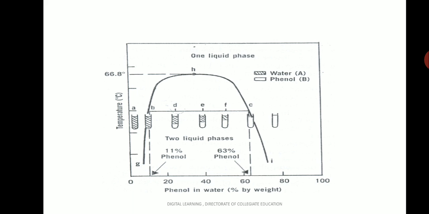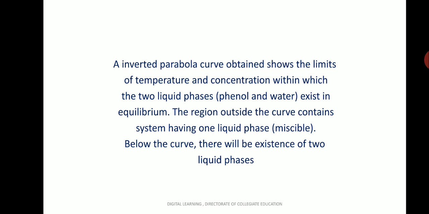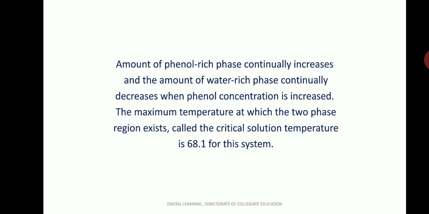A tie line can be used to determine the composition of the two components in the liquid phase. The inverted parabola curve obtained shows the limits of temperature and concentration within which the two liquid phases, namely phenol and water, exist in equilibrium. The region outside the curve contains systems having only one liquid phase. Below the curve, there will be existence of two liquid phases. The amount of the phenol-rich phase continuously increases and the amount of the water-rich phase continuously decreases when phenol concentration is increased.